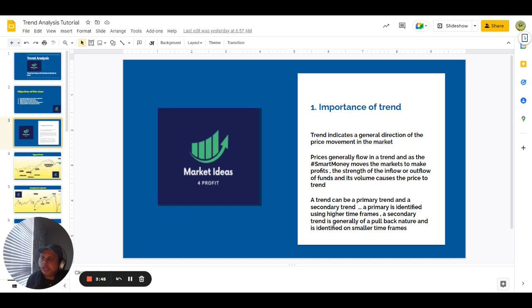What else? A trend can be a primary trend or a secondary trend. Primary trend is the one that's on a long-term basis, and a secondary trend is something that's within that long-term trend. Now, when you have a long-term trend, the markets never move in a single line. They will go zigzag, up and down, up and down. But the major momentum of the market is in a particular trend. So that is the primary trend.